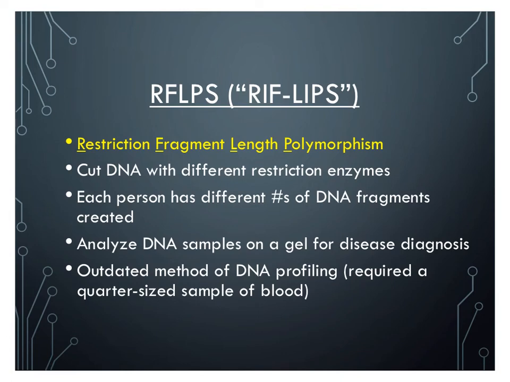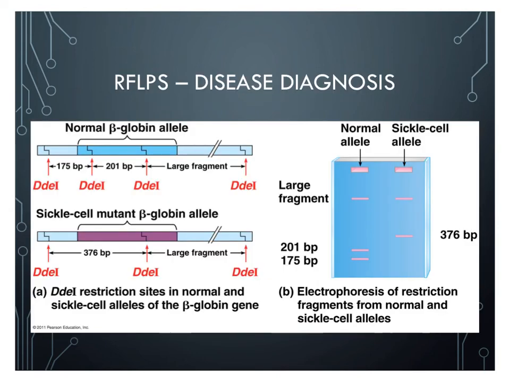The old methods required almost a quarter-size sample of blood. This requires a very small fragment of DNA, so you're actually able to identify DNA with much smaller amounts, instead of having to use almost a whole blood sample in order to use DNA for profiling. So this is how RFLPs is used for diagnosis.